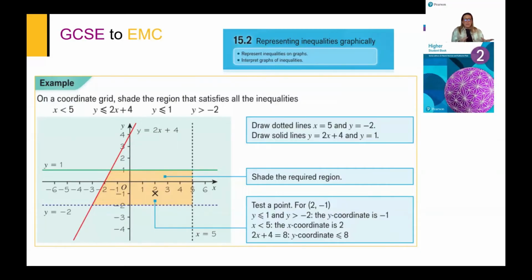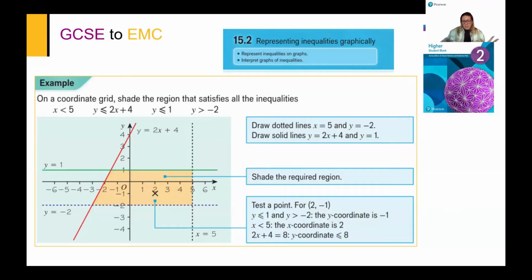So we've got a coordinate grid, and we need to shade the region that satisfies all of the inequalities. So this is representing inequalities on a grid. So we've got x is less than 5, which you can see by the dotty line on the right hand side. y is less than or equal to 2x plus 4, which is the red line. y is less than or equal to 1, which is the green line. And then y is greater than -2, which is the horizontal dotty line. And of course, everything that's bound between those we can shade in, reminding students that it's a solid line for an equal to and a dotty line for greater than or less than.